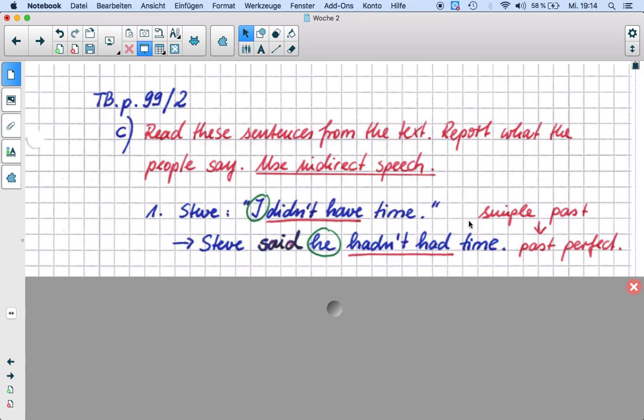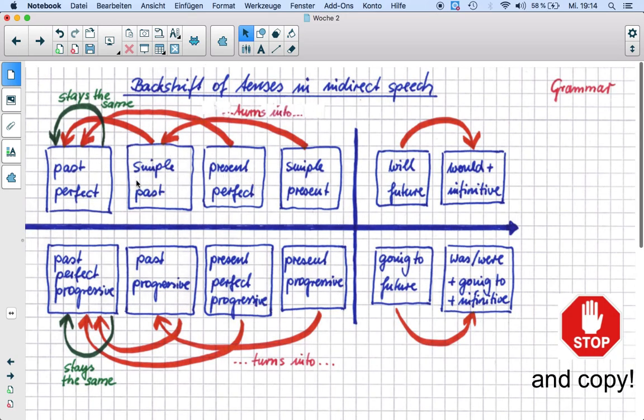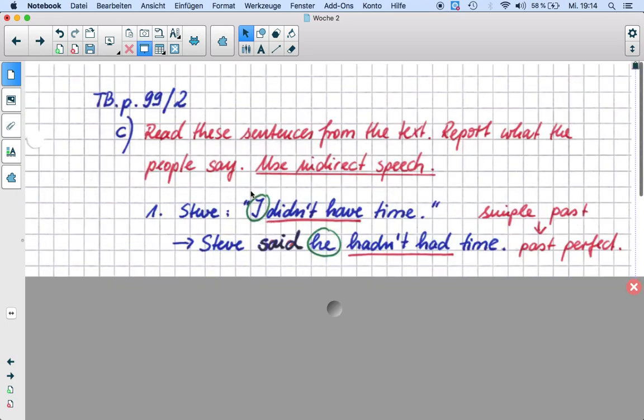I didn't have time. Didn't have, simple past. And this direct speech sentence is turned into indirect speech. Steve said he hadn't had time. So simple past is changed into past perfect. When we go back, here it is, simple past is changed into past perfect. And I turns into he. And we need a reporting verb. Said is our reporting verb. So Steve said he hadn't had time.